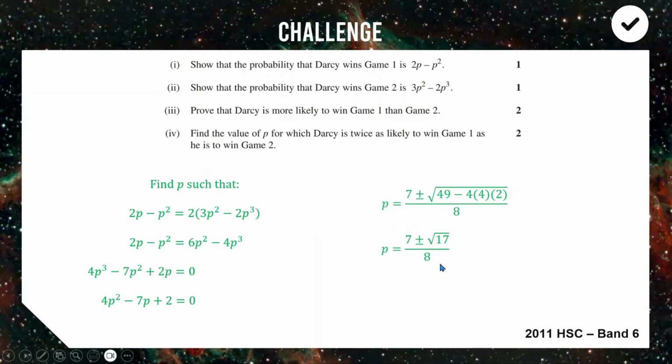Now the problem with this answer is that probability answers always need to be between 0 and 1. And actually, if you calculate 7 plus root 17 over 8, you get a value that is bigger than 1, which is not mathematically possible in the context of this question. So the only valid solution for this one, to give our final answer, must be the minus, and that should be an 8. So that's our second typo for today, and we're only halfway through. I am nailing this. So final answer should be 7 minus root 17 divided by 8.